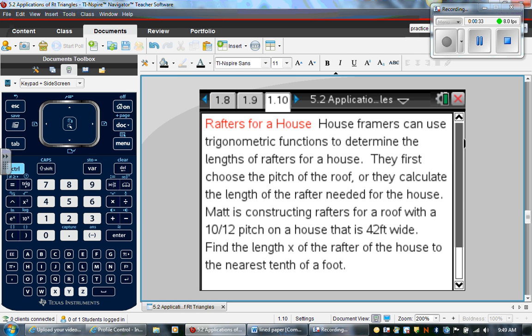House framers can use trigonometric functions to determine the lengths of rafters for a house. They first choose the pitch of the roof, or they calculate the length of the rafter needed for the house. Matt is constructing rafters for a roof with a 10/12 pitch on a house that is 42 feet wide. Find the length x of the rafter of the house to the nearest tenth of a foot.